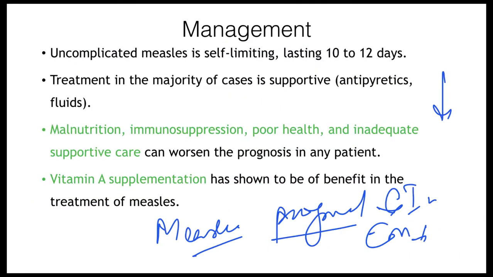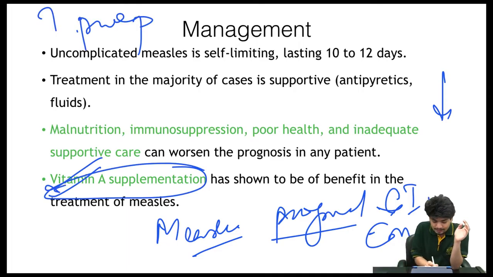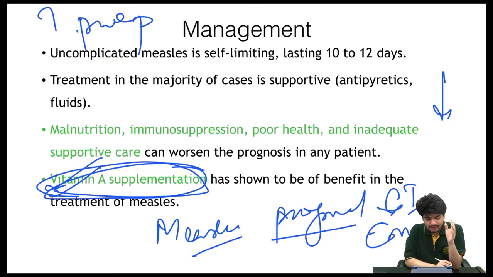Management: since it's a viral illness, there is no role of any antibiotics. The illness typically is self-limiting. However, since it causes profound immunosuppression and it tends to affect the cell lining per se, vitamin A supplementation has been shown to be very effective as far as measles is concerned. So vitamin A supplementation is known to be of benefit in the treatment of measles.